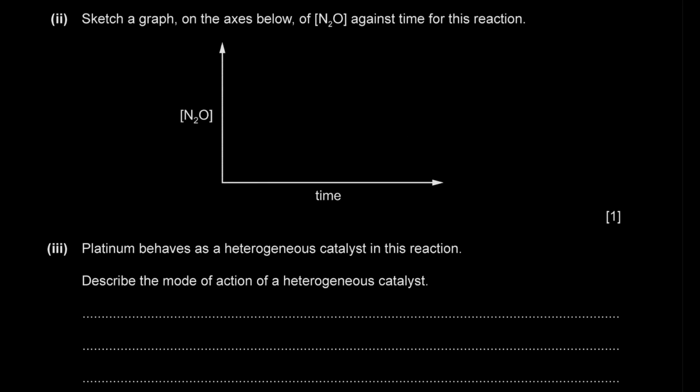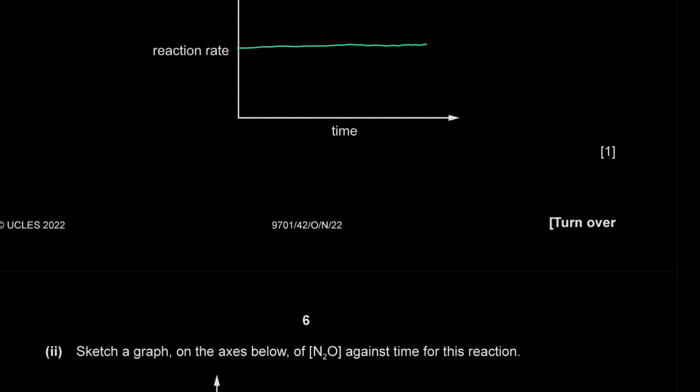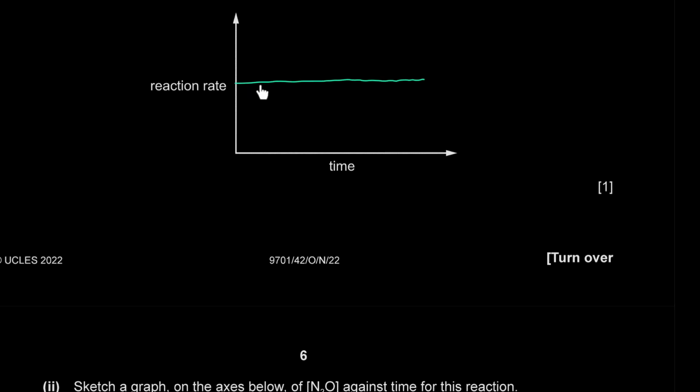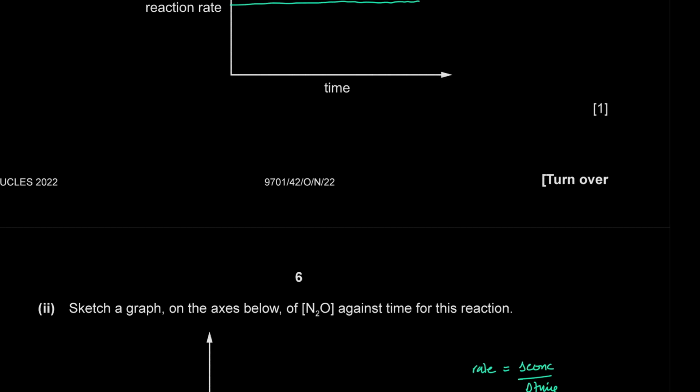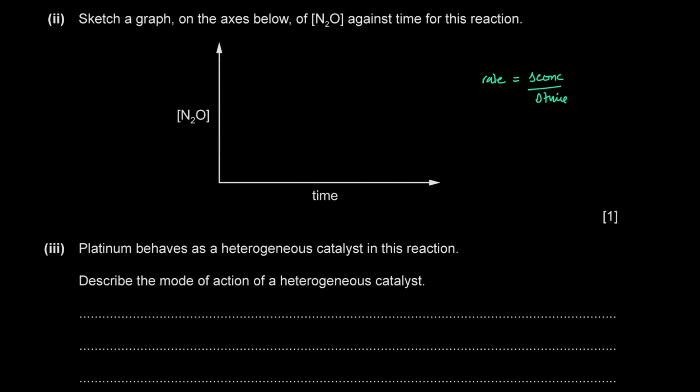Sketch a graph on the axis below of the concentration of nitrous oxide against time. The thing to keep in mind over here is that the rate is the change in concentration per unit time, so the slope of a concentration time graph gives you the rate. Now, since the rate is constant for this reaction, that means that the slope of the concentration time graph is constant. And we know that a straight line has a constant slope.